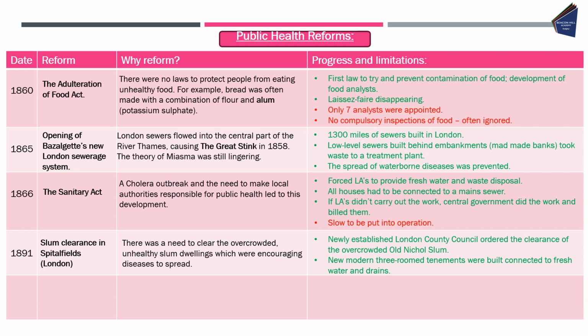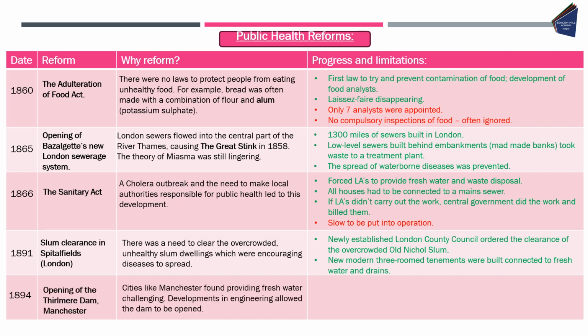Finally, in 1894, we have the opening of the Thirlmere Dam, which is in Manchester. Cities like Manchester were finding providing fresh water quite challenging, but developments in engineering allowed the dam to be opened. And this leads to huge progress because we have fresh water being carried from the reservoir to central Manchester, which was a hugely successful feat of engineering, and it's helping provide people in these new houses with clean water, which is obviously going to lead to less waterborne diseases like cholera. And it also encouraged other cities to fund similar projects, so it has a really positive impact.